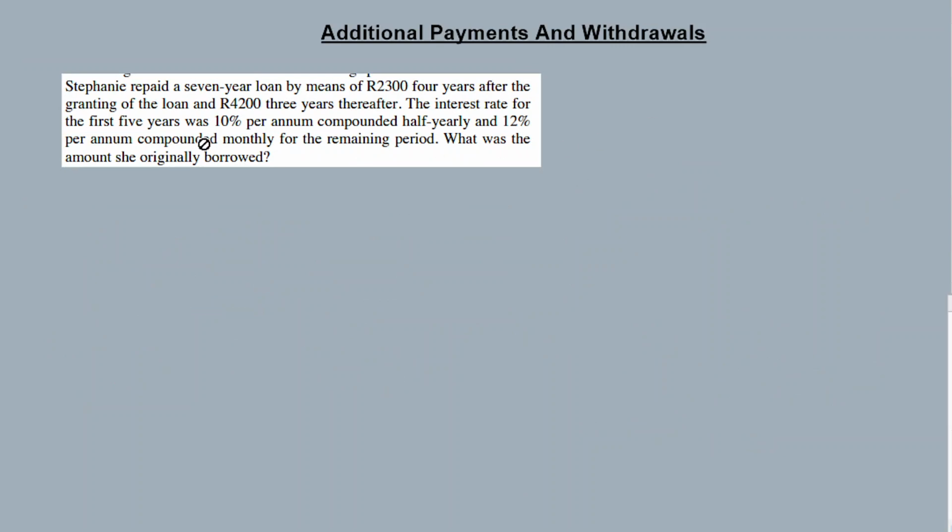Alright, again. Now Stefan again. Stefan repaid a 7-year loan by means of 2,300 4 years after the granting of the loan, and 4,200 3 years after. So the interest rate for the first 5 years was 10% per annum compounded half yearly and 12% per annum compounded monthly for the remaining period. What was the amount she originally borrowed? That's the question. Again, please use a timeline.